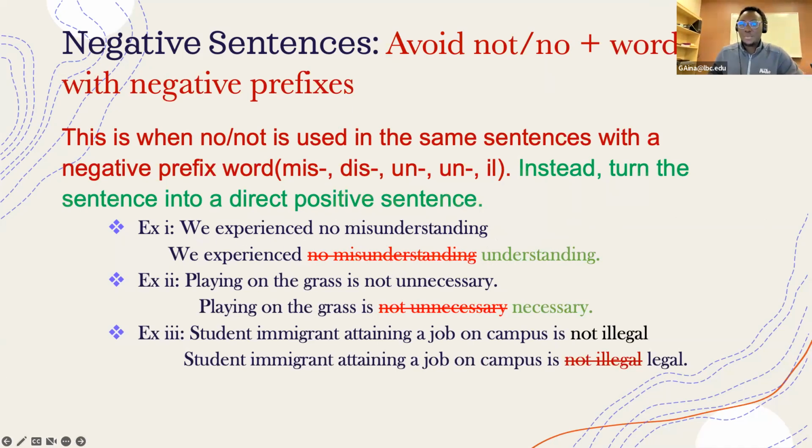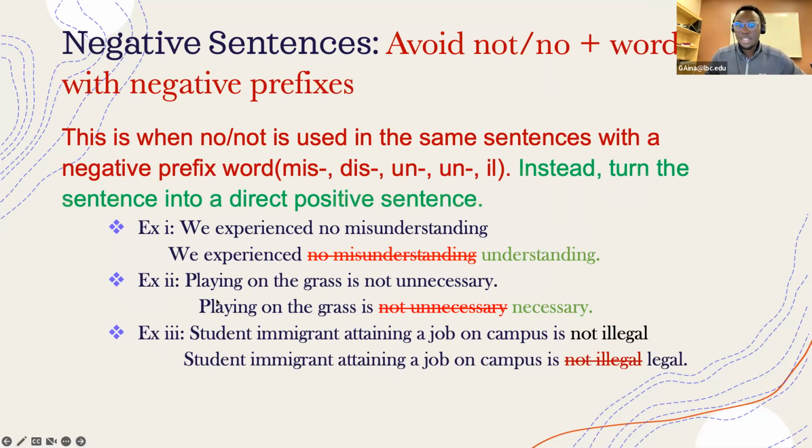If you have sentences like this, it's better to revise them. You could just say, we experienced understanding, instead of saying we experienced no misunderstanding. No misunderstanding there means that there was understanding, so you can revise that to say we experienced understanding.